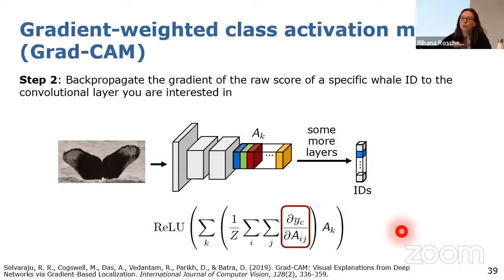In step 2, you backpropagate the gradient of the raw score of a specific whale ID to the convolutional layer you're interested in. So this is what I mentioned already before with the backpropagation. So what you do is you have a forward.